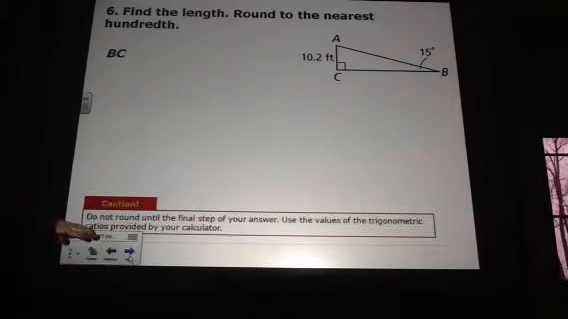Okay, very important before we go on. Do not round until the final step of your answer. Use the values of the trig ratios provided by your calculator. So try to keep that in your memory.